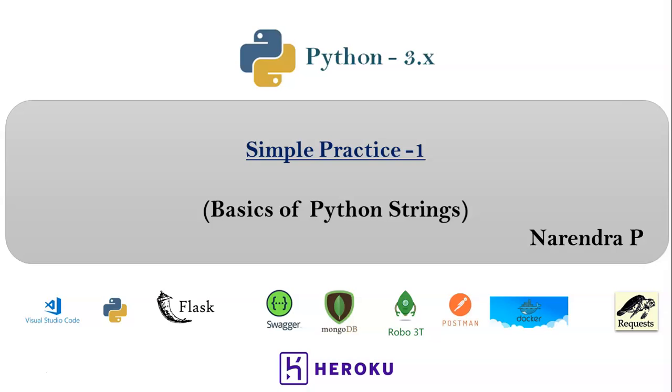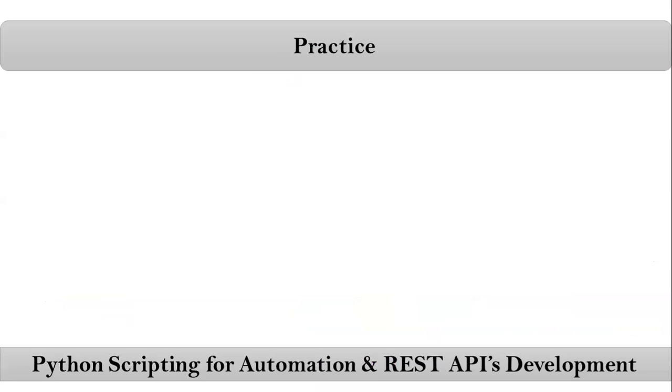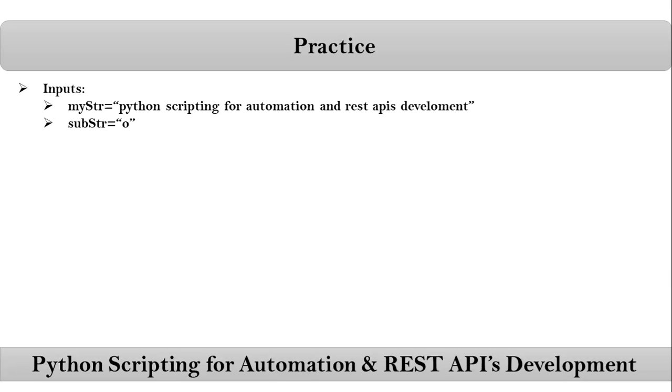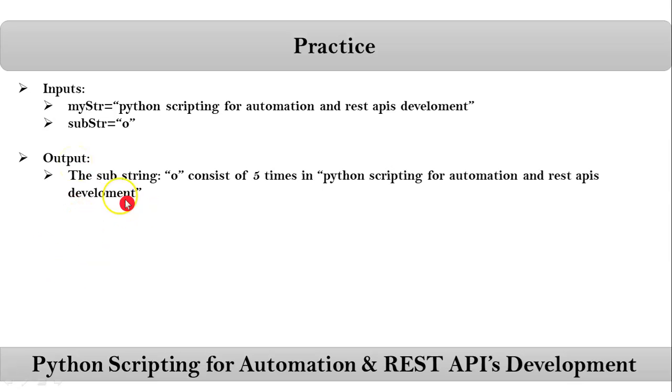Friends, here I am giving a simple practice for you. You have to write a simple Python script or program such that it has to read two inputs, let's say myStr and substring. After that, you have to implement a logic inside your script such that it counts how many times your substring is there in a given string. And then finally, it has to display the output in this way.